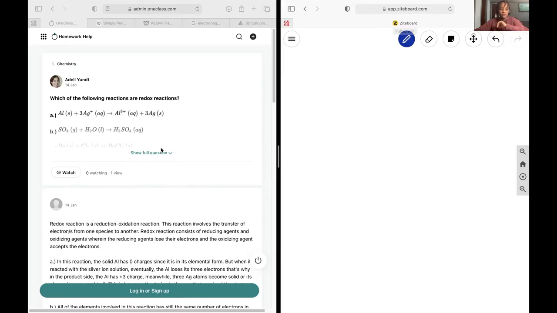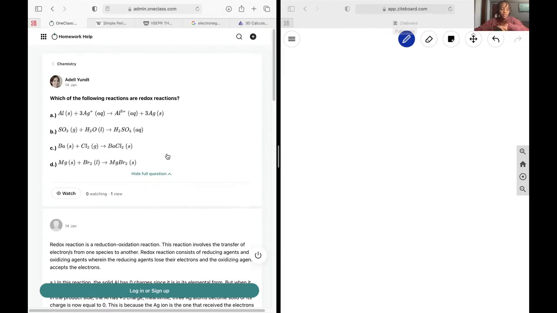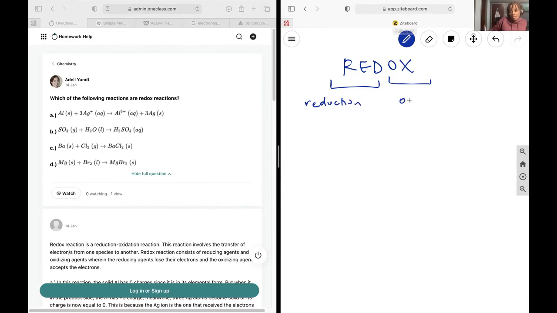Okay, next up, we'd like to figure out which one of these reactions are redox. And so we need to understand what a redox reaction is. There's two parts to this word, the red and the ox. The red comes from reduction, and the ox comes from oxidation. So a redox reaction is where both of these are taking place.